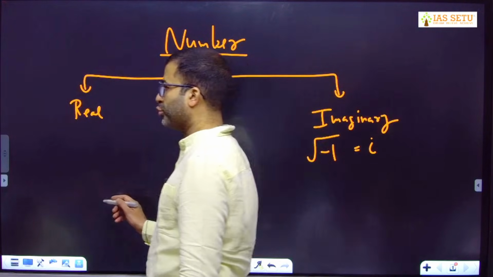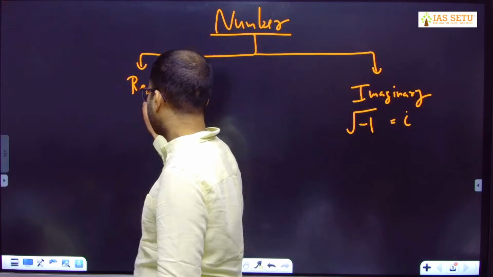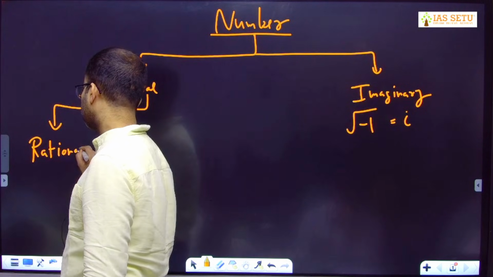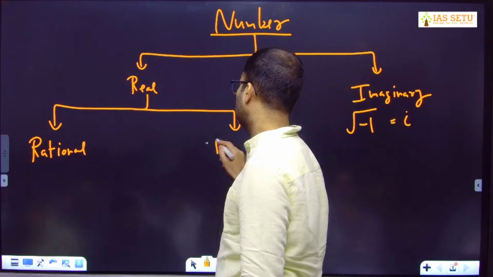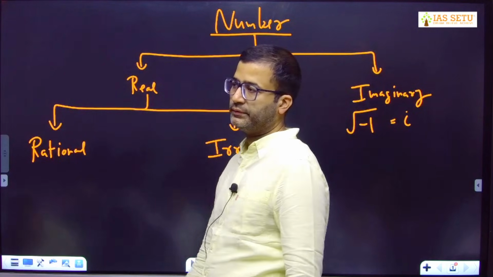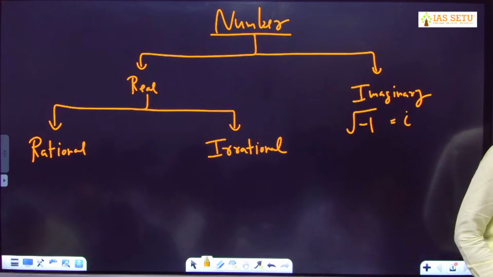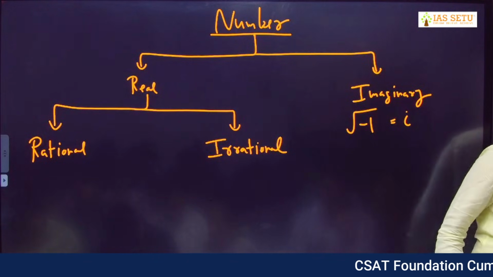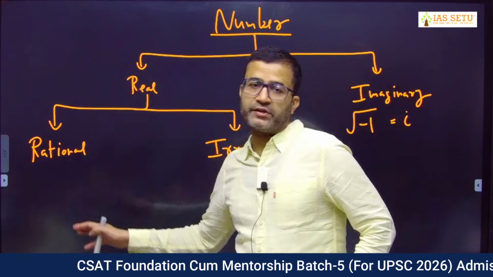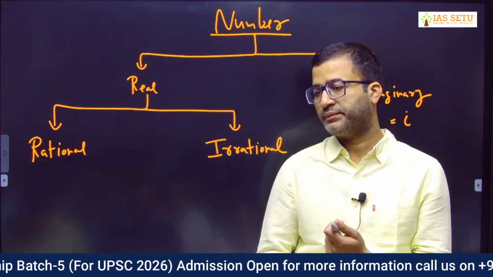Real number we divide in 2 parts: rational and irrational. Fine. Now here let us start with rational number. How many of you already know about rational number?